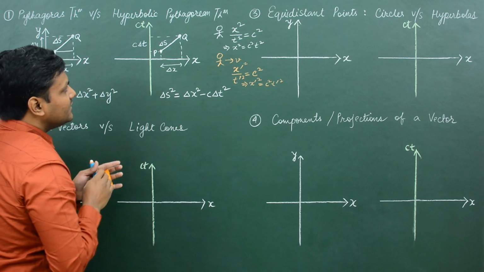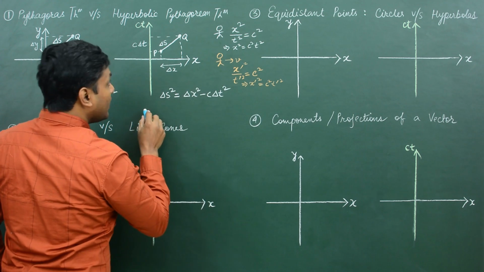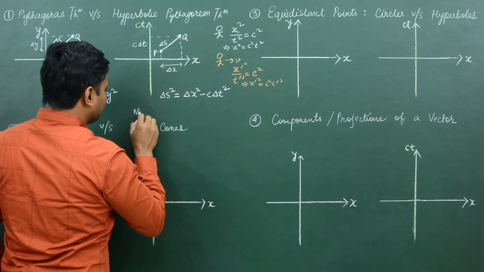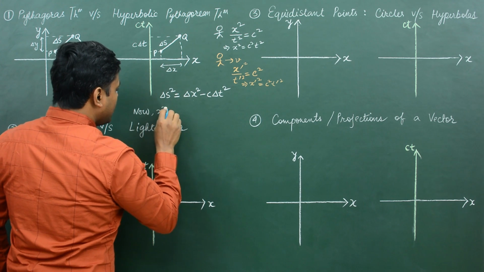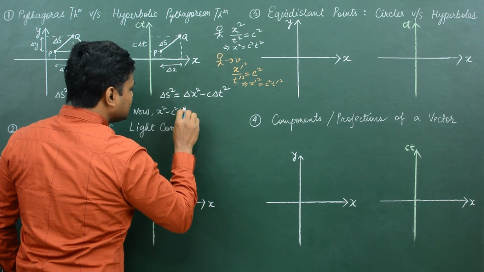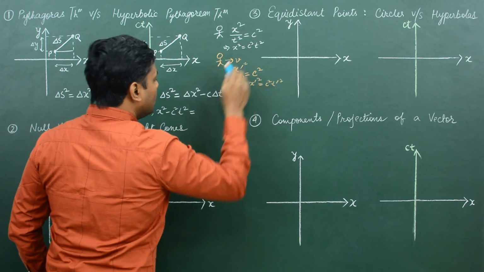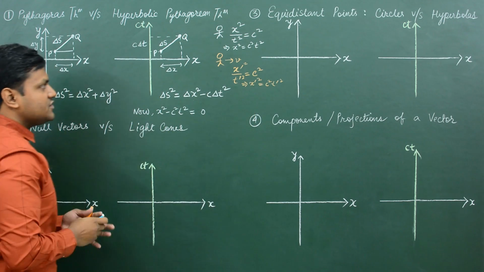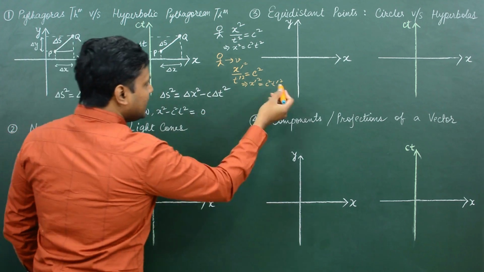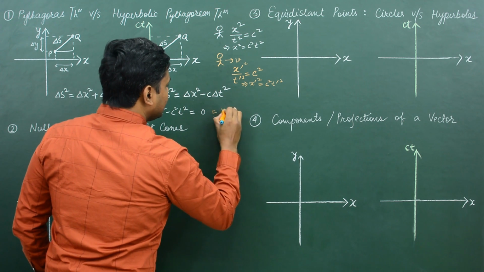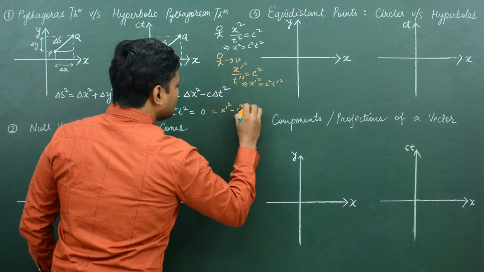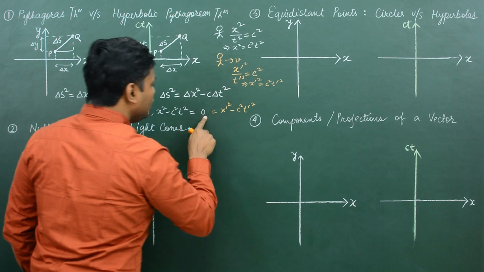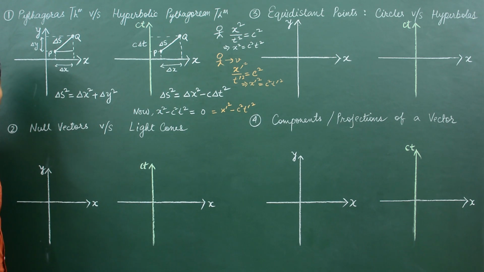So I will get that x square minus c square t square is equal to how much? 0 from the first equation, right? But from the second equation, x dash square minus c square t dash square is also equal to 0. So you see what's happening here?